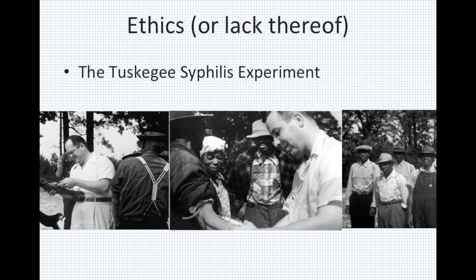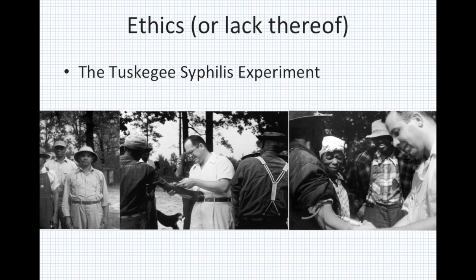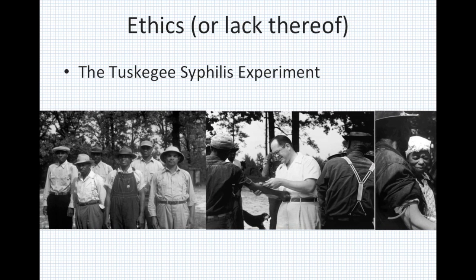The problem was that the men in the study did not give sufficient informed consent. Additionally, at some point in the study, penicillin was approved as a treatment for syphilis, and the men continued to be untreated all the while they had no idea what was going on. This is extremely problematic because these patients were denied the standard of care treatment, and they were also not adequately informed of what was happening to them.